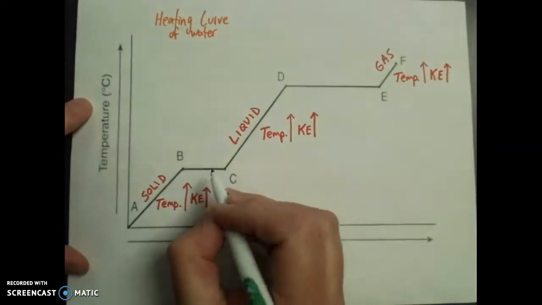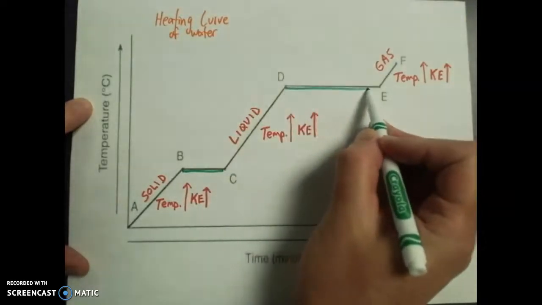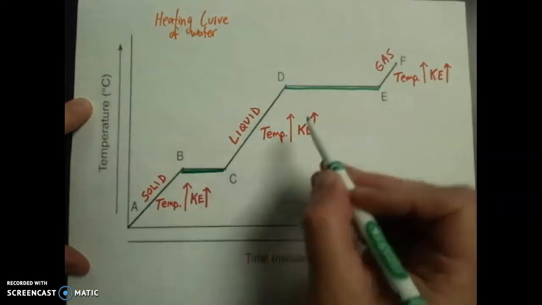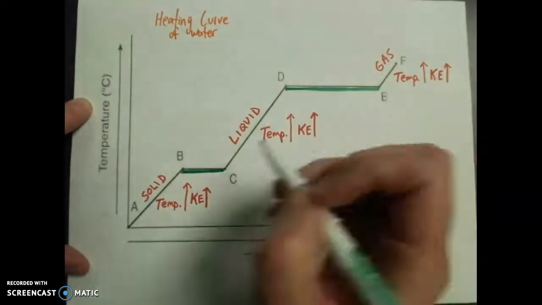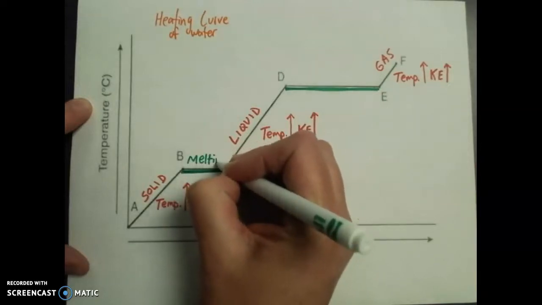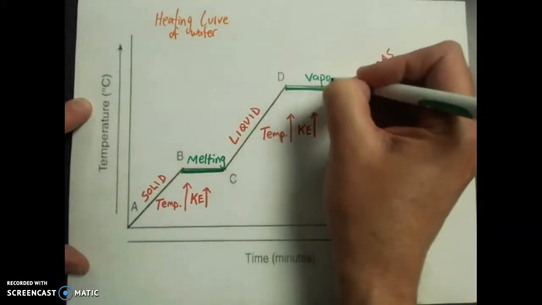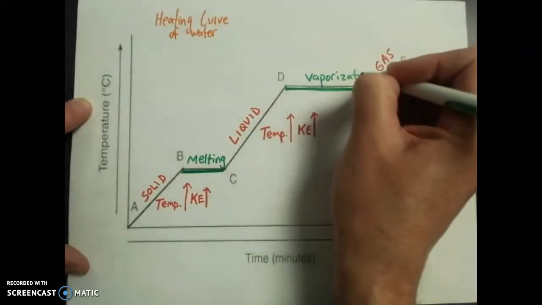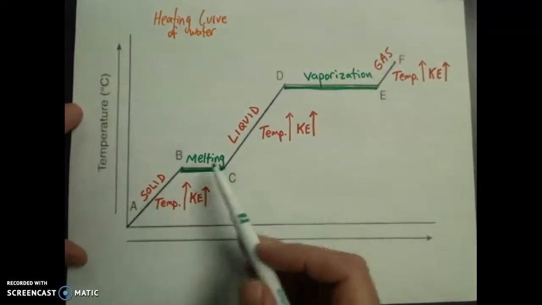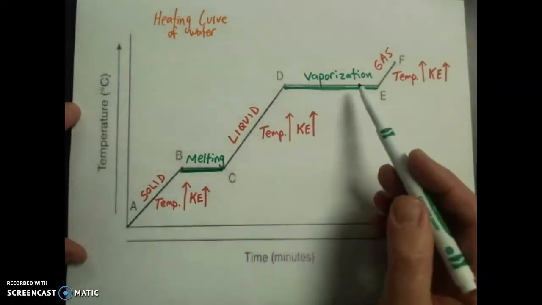Now let's look at the phase changes. These horizontal lines, these plateaus, these flat lines, these are phase changes. This is melting, and this is vaporization. Melting from solid to liquid, vaporization from liquid to gas.